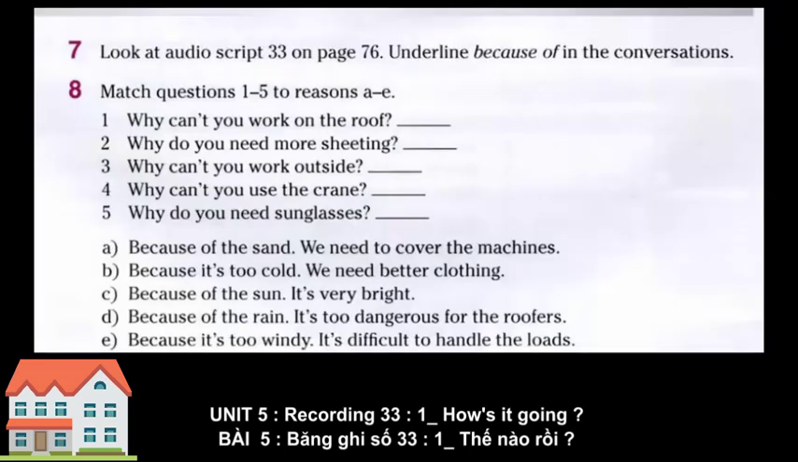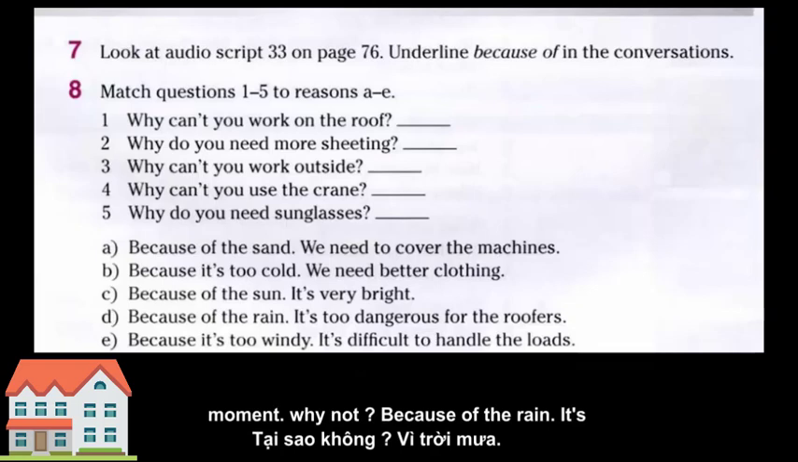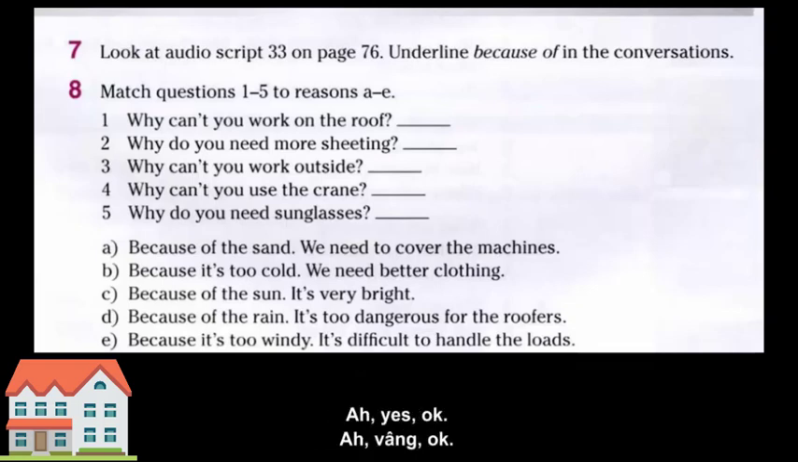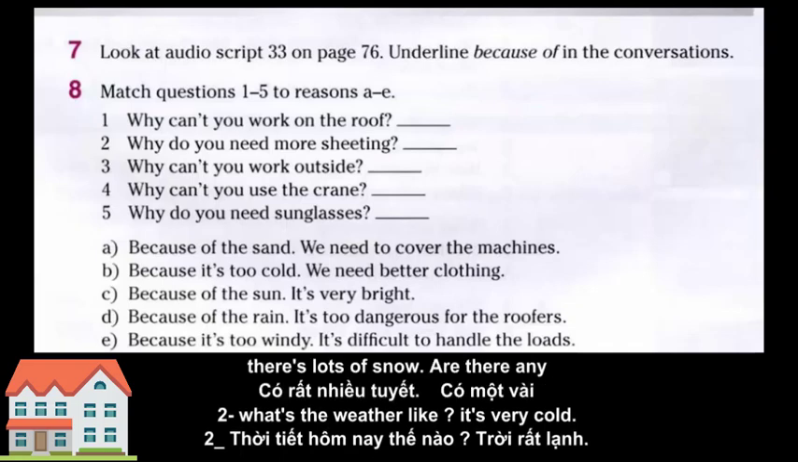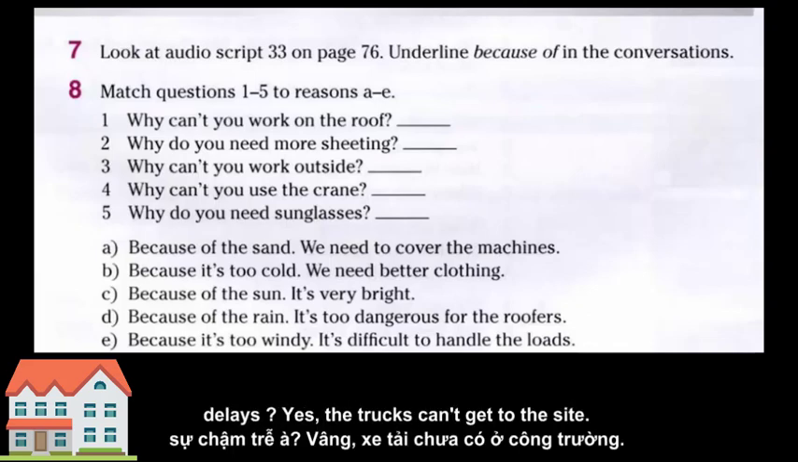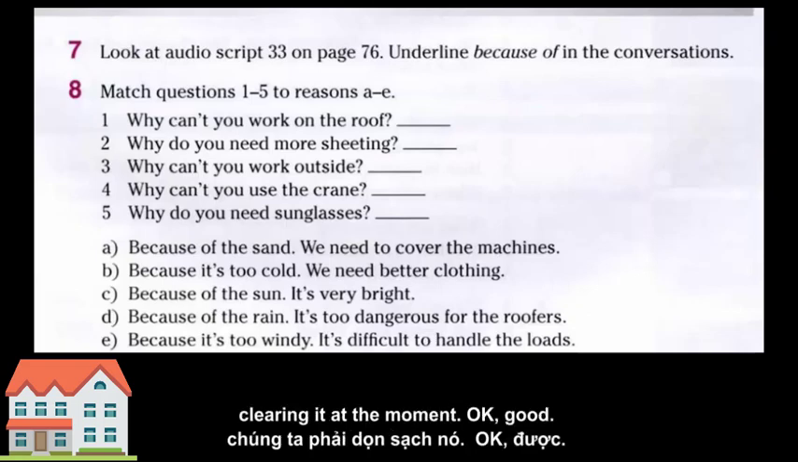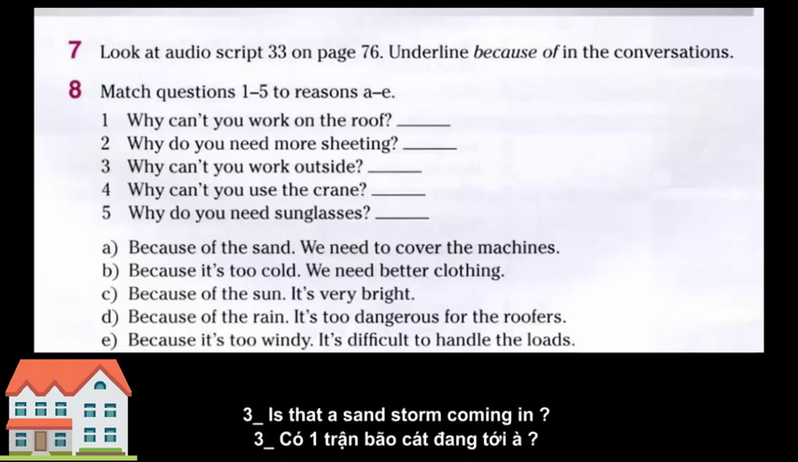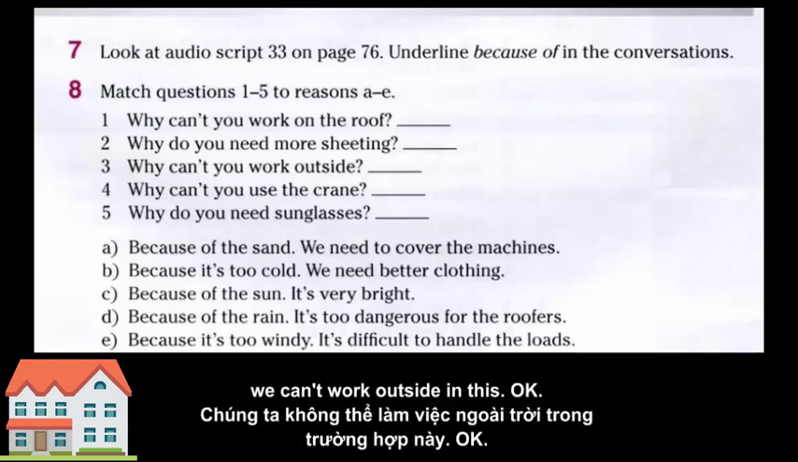Unit 5. Recording 33. 1. How's it going? Well, we can't work on the roof at the moment. Why not? Because of the rain. It's too dangerous. Yes. Okay. 2. What's the weather like? It's very cold. There's lots of snow. Are there any delays? Yes. The trucks can't get to the site. There's just too much snow. We're clearing it at the moment. Okay, good. 3. Is that a sandstorm coming in? Yes, I think so. Call the men in. We can't work outside in this. Okay.